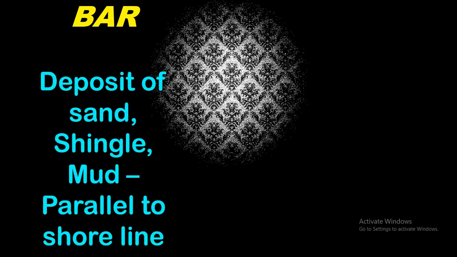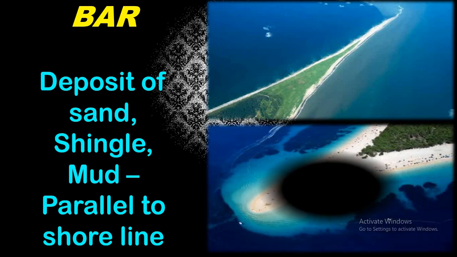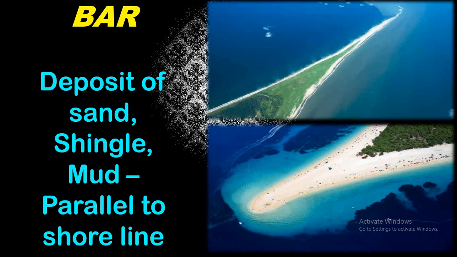The bar, deposit of sand, shingle and mud parallel to the shoreline. It looks like this. When the waves deposit all the sand on the shore, it creates a line parallel to the shoreline. In the next view you see how it gets deposited. It's called a bar.